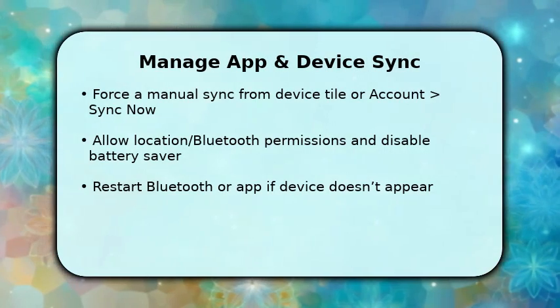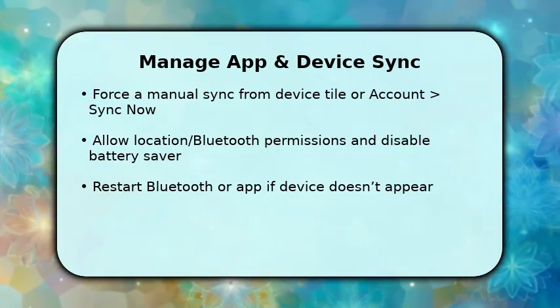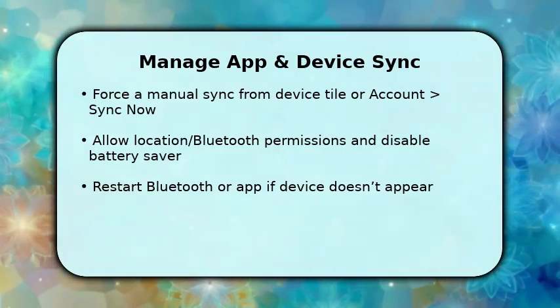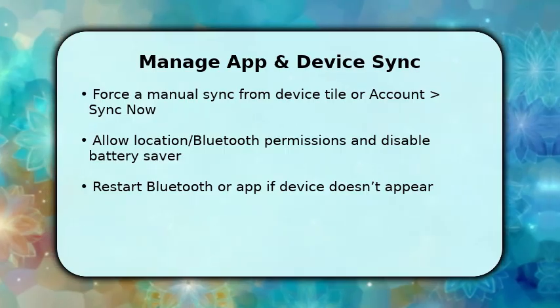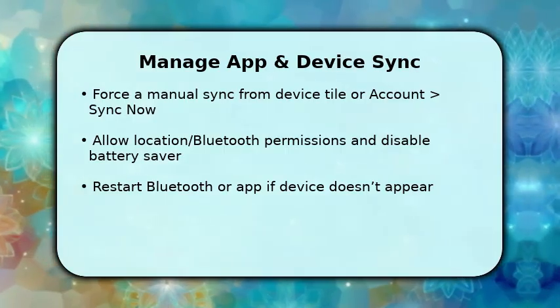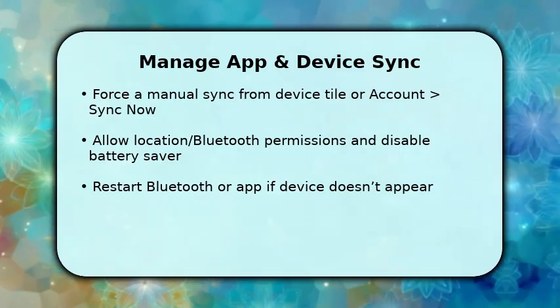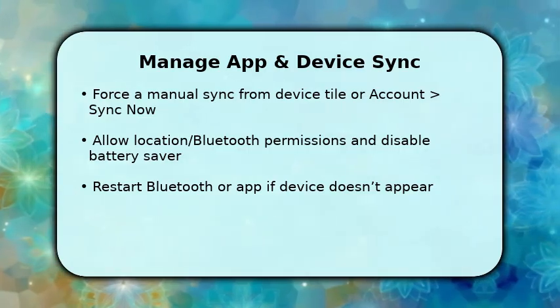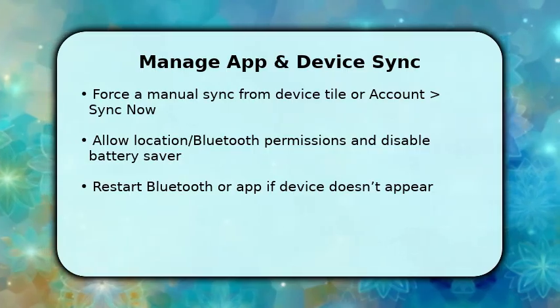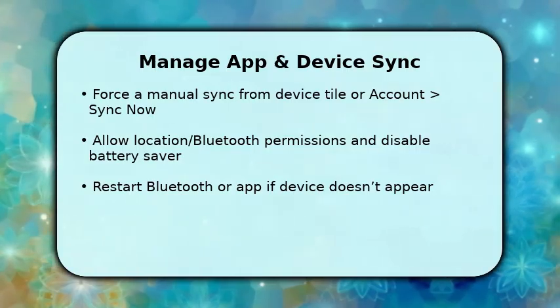Now tap the device icon or account to initiate the first sync step and watch for the device name to appear. Next, you take control of the actual sync process by forcing a manual sync. Tap the device tile or go to Account and choose Sync Now. Make sure the app has Bluetooth and location permissions because those enable the background sync handshake. Also, disable battery saver or app optimizations that may suspend the Fitbit app.